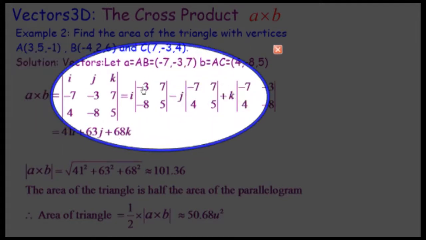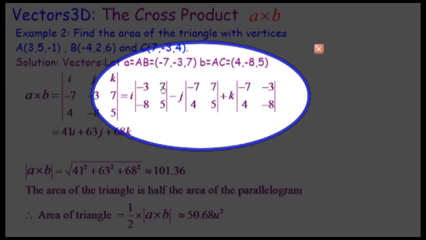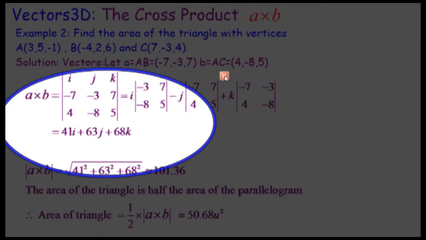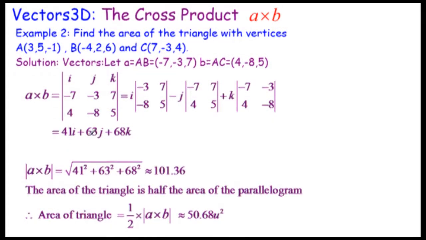Now the determinant, you're going to have to work this out, but it ends up, you can see here, 41i plus 63j plus 68k. And the length of this is the square root of 41 squared plus 63 squared plus 68 squared, approximately 101.36, and hence the area of the triangle is about 50.68 units squared. So that's quite a nifty use of the cross product.